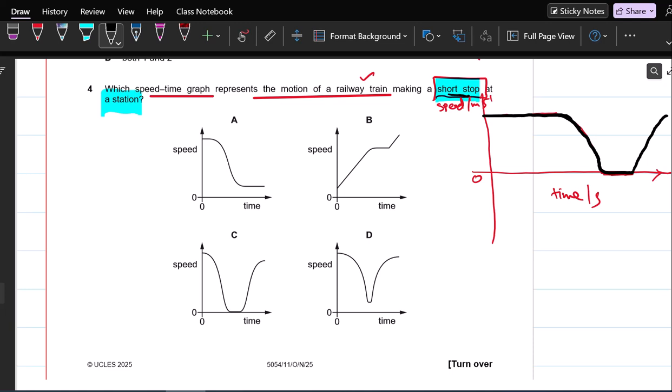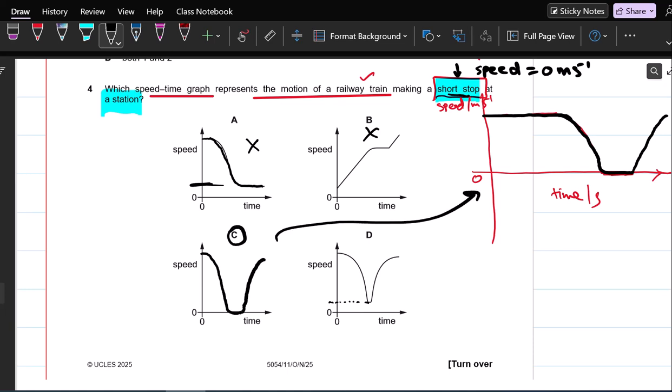So in this graph, you can see speed is there and then it decreases, and then it does not come to zero. There is some speed. So this graph is wrong. In this case, again, you can see here is some speed. When the train is going to stop, speed will be zero. Speed will be 0 meters per second when the short stop is formed. The graph is saying speed is decreasing, decreasing, and here it becomes 0. And after the short stop, the train is again going to move. So C is right. It is somehow this graph.